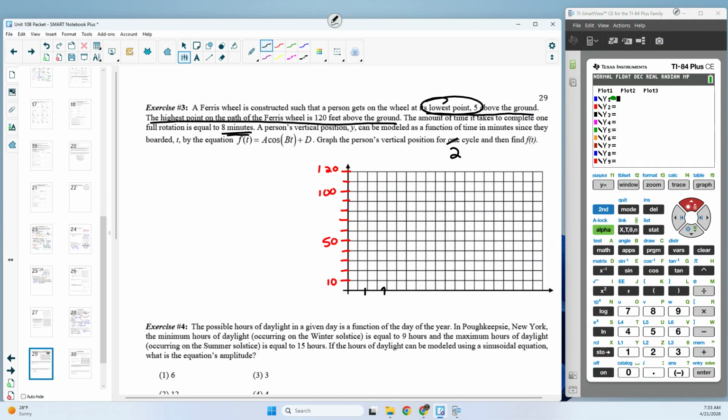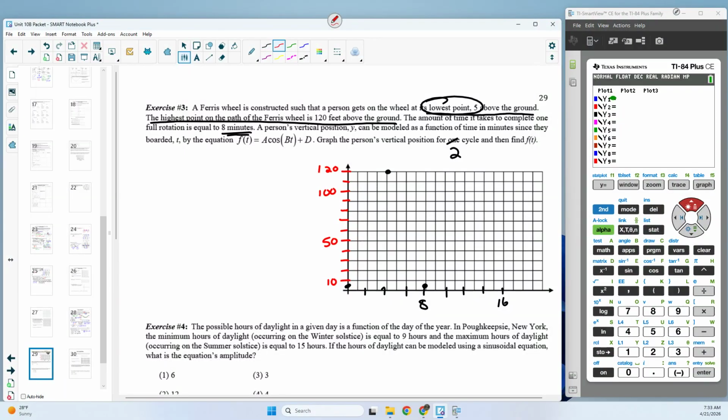And I want to graph 2 cycles. So this would go out to 16, but I'm starting with the 8. I've split up into my quarter points. So I'm starting at the bottom. I will end at the bottom. In the middle, I'm going to be up at 120.